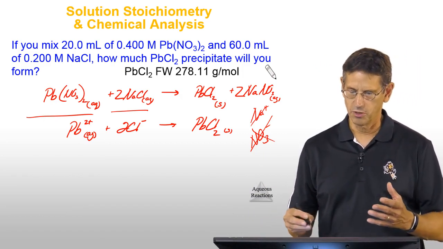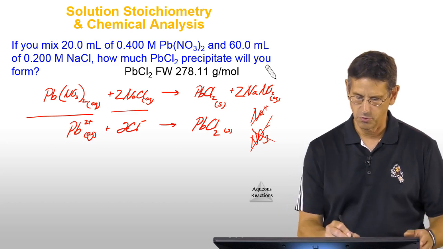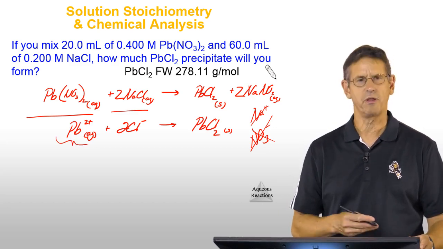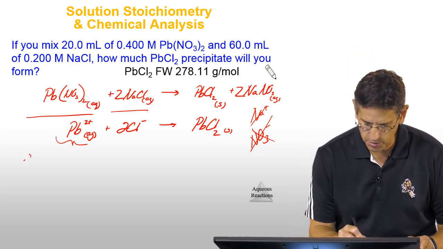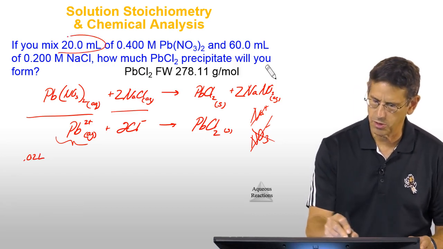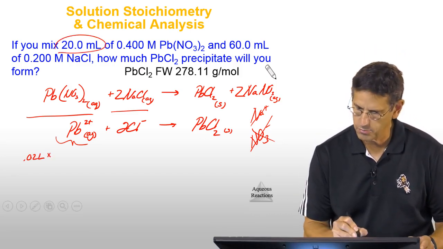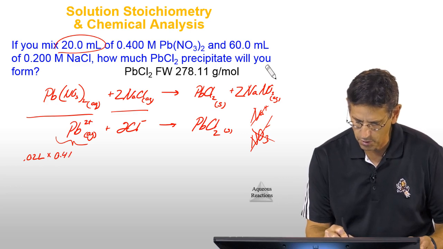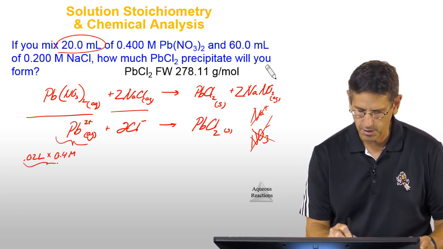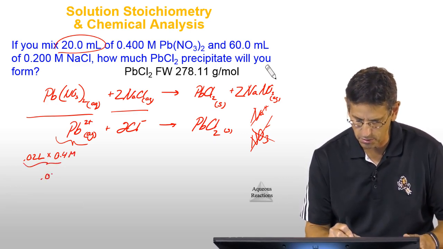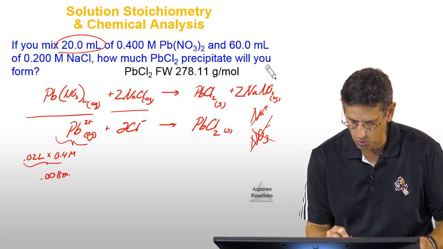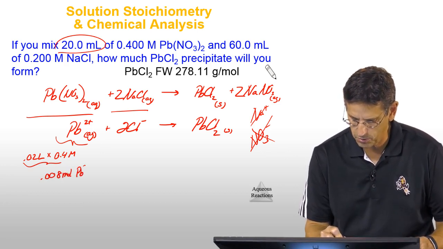And we've got 20 mils of lead nitrate. How many moles is that? Well, 0.02 liters, that's the 20 mils, times 0.4 molar. That's going to give us 0.008 moles of Pb2+.